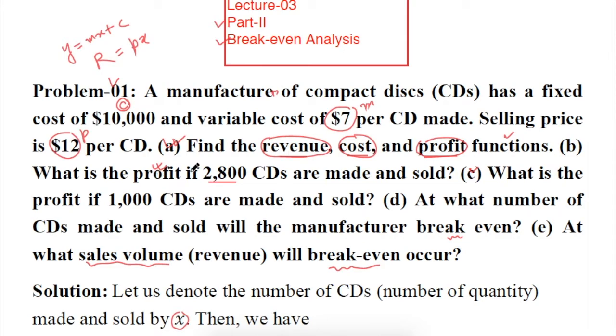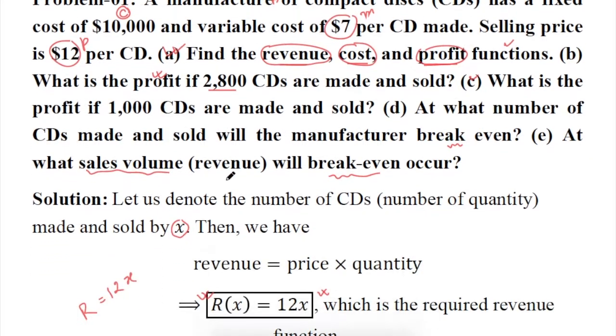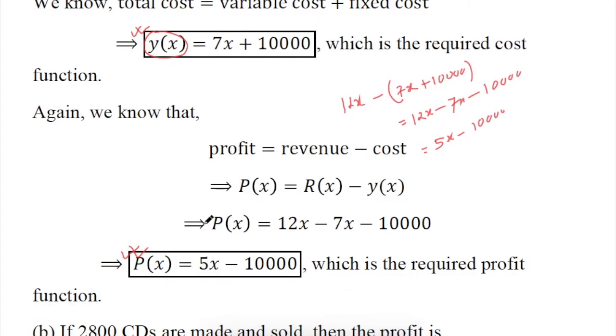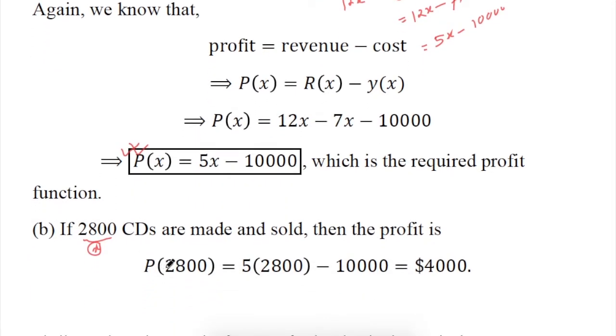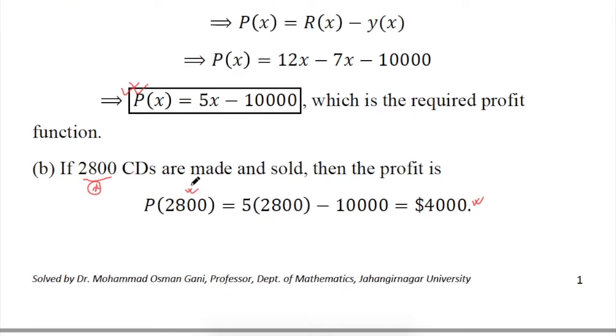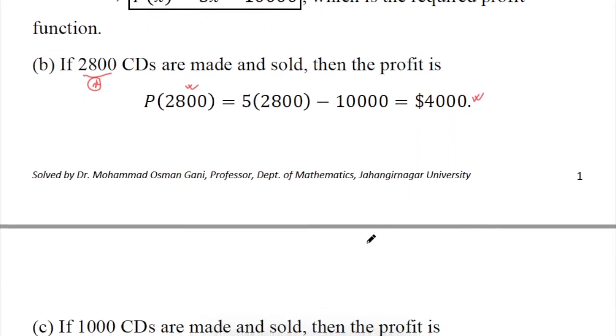Now B, what is the profit if 2800 CDs are made and sold? So we need to take help from the profit function. For 2800 CDs, it means you need to replace x in the profit function. Replace x by 2800. So the profit for 2800 CDs will be equal to 5 into 2800 minus 10,000, that is $4,000. So the profit, if 2800 CDs are made and sold, will be $4,000.